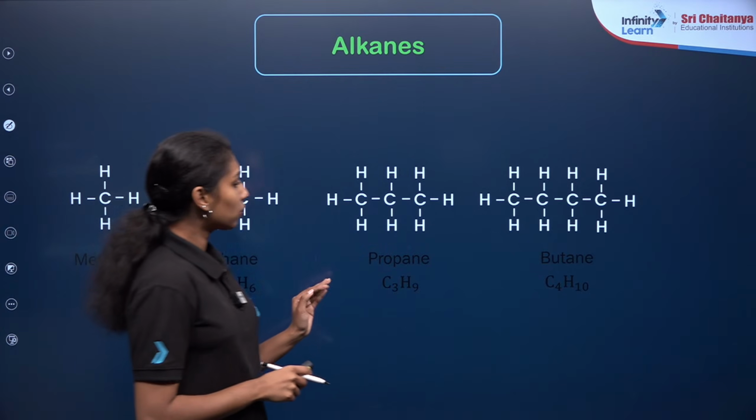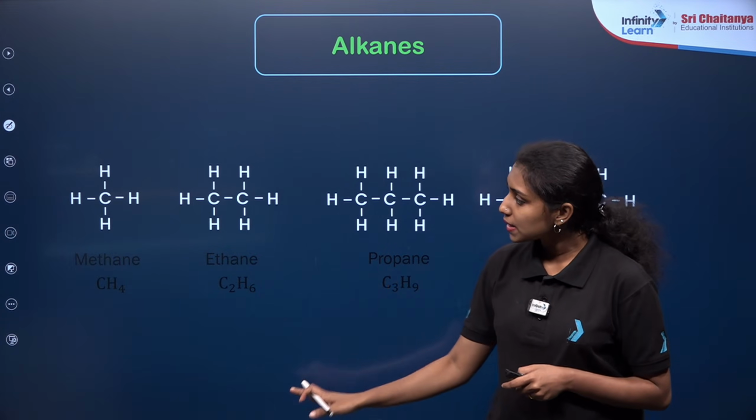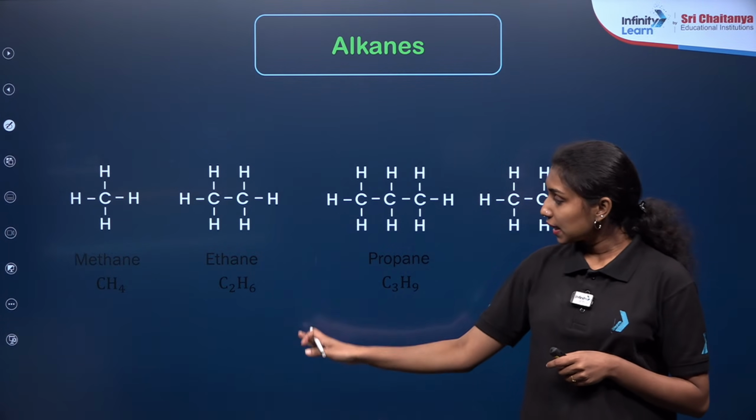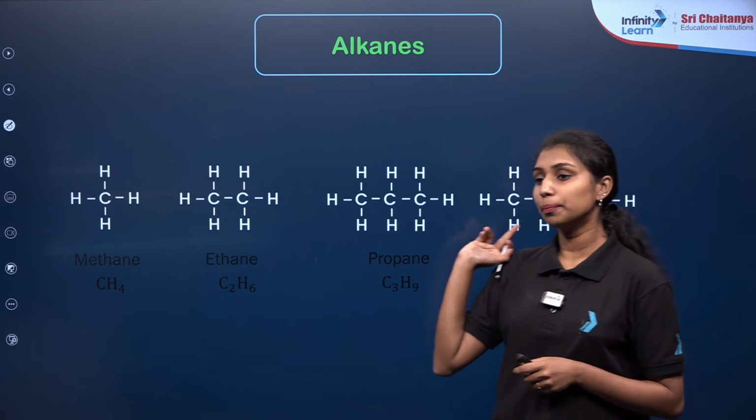So these are the examples of the alkane series here. The first compound is methane, the second compound is ethane, this is propane, and the fourth one is butane.